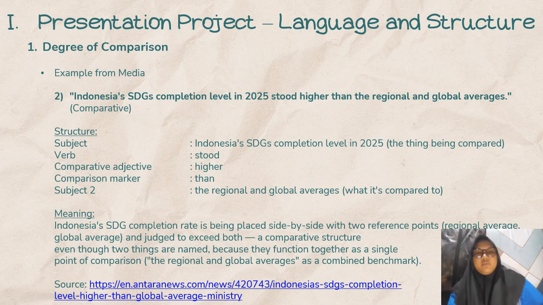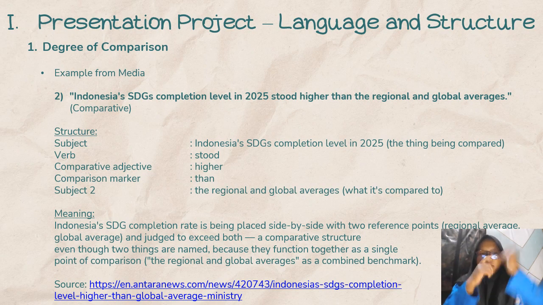Now, the second example from media: Indonesia's SDGs completion level in 2025 stood higher than the regional and global average. So for this, the structure is, the first subject, Indonesia's SDG completion level in 2025, is the thing being compared. The verb is "stood", the comparative adjective is "higher", the comparison marker is "than", and the subject is the regional and global average. What is it compared to?